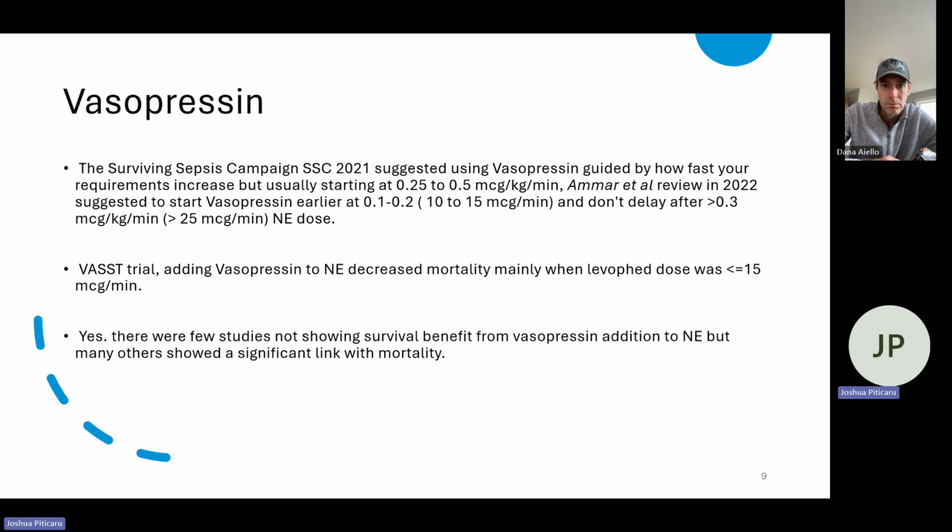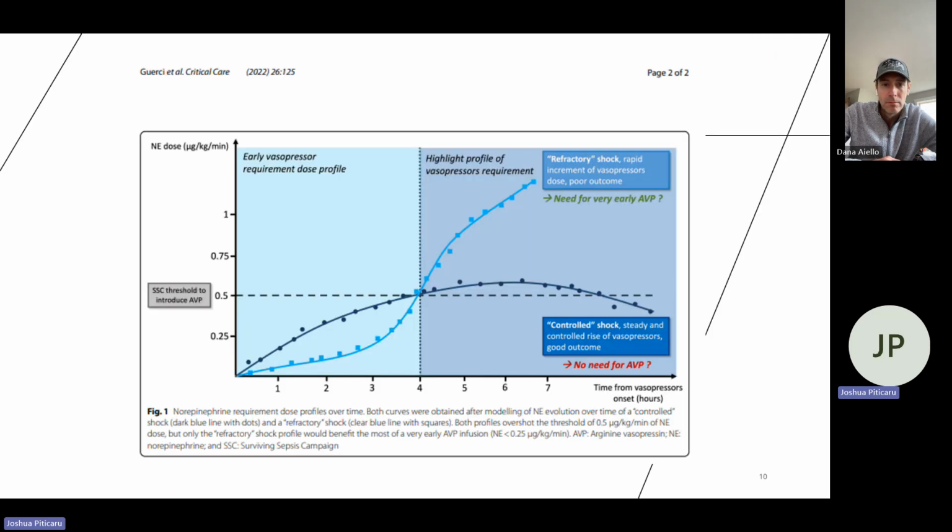There is a VASST trial that showed that adding vasopressin to norepinephrine decreased mortality mainly when the levophed dose was below 15 mics. Meaning, if you wait too long, when the levophed is above 15, or let's say 20, 25 mics, the benefit in terms of mortality is lower versus starting it earlier on. Yes, there were a few studies not showing a survival benefit from adding vasopressin to norepinephrine, but many others showed a significant link with mortality. So there was a benefit to mortality. I added 2 more of those articles.